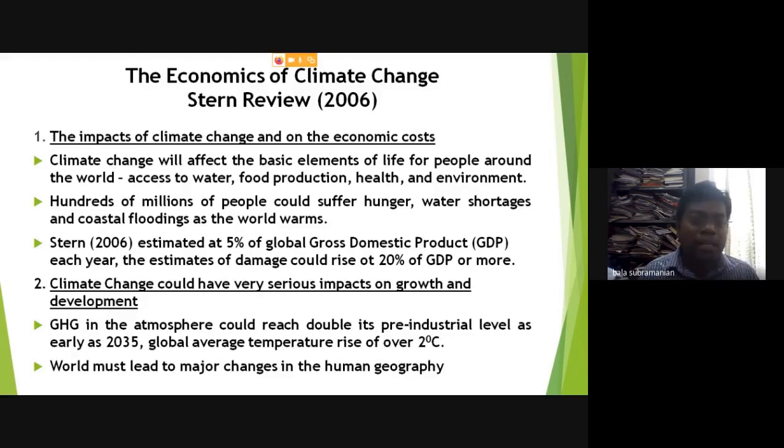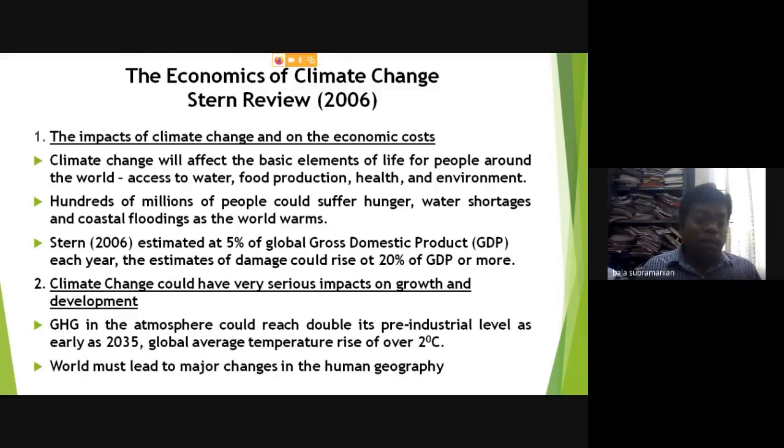The second thing: look at the African countries. A number of reports and articles have been published at the global level, in Nature, Science, Lancet and elsewhere. Hundreds of millions of people would suffer hunger, shortage and coastal flooding due to climate change and global warming. How the countries of the world respond to the vulnerable groups is a very basic policy question at the global level.